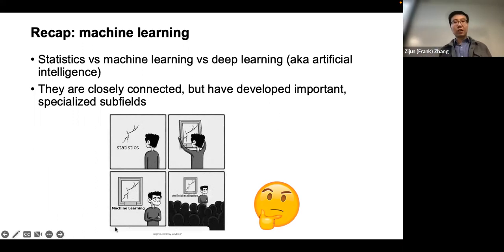So if you look at this cartoon here, if you frame this problem as statistics, it's just like a crack on the wall. But if you put a frame on it and call it machine learning, suddenly it becomes an art. And now if you call the same thing artificial intelligence, now you have this big audience and group of people who are interested in it. So there is some level of truth to this cartoon, but for the most part, they're certainly closely connected, as I just mentioned. But since the coining of those names, they also have developed important and specialized subfields, so that nowadays they're not the same thing anymore.